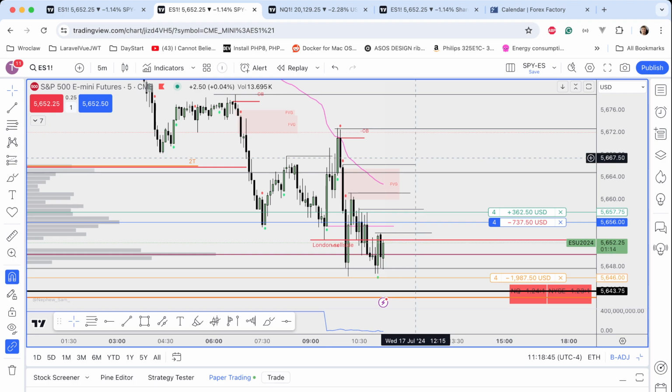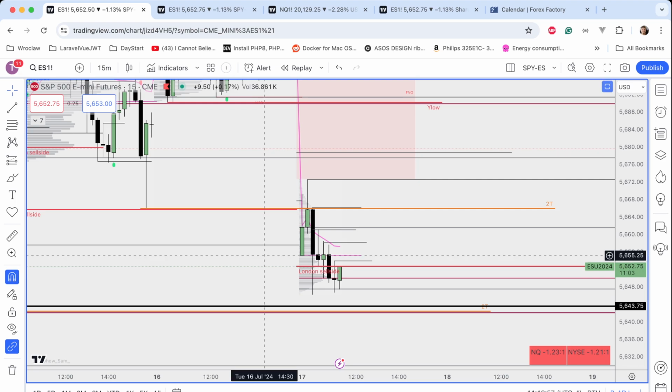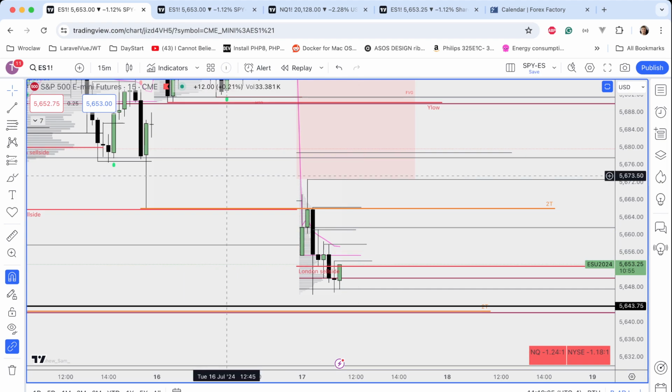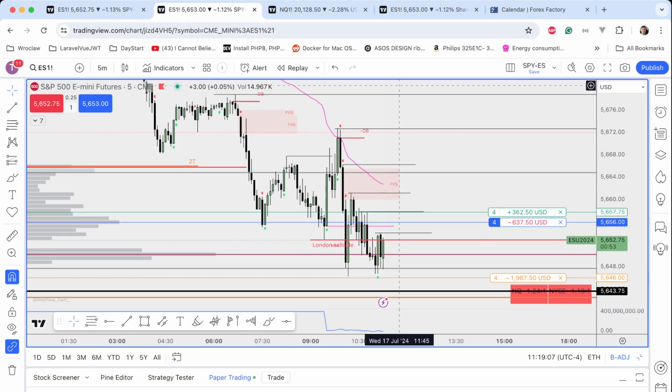There you go. So, yes, we do have this 15-minute candle. Are they going to push higher? Are they going to push into this one? It's pretty much where my level is to take profit.